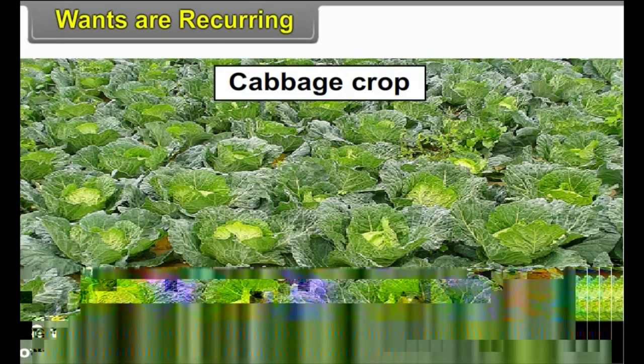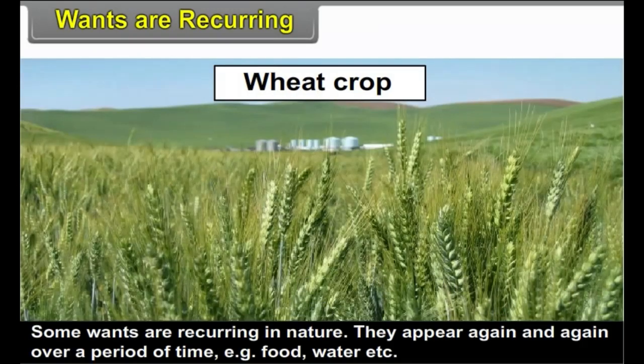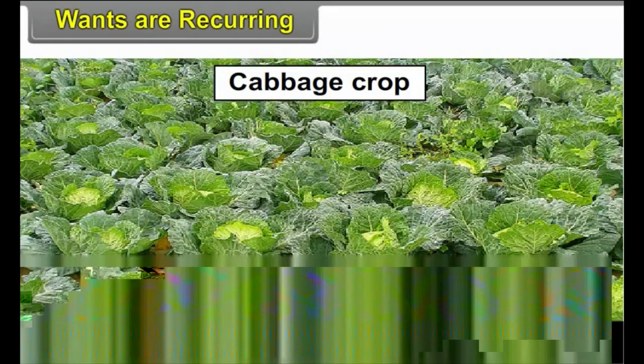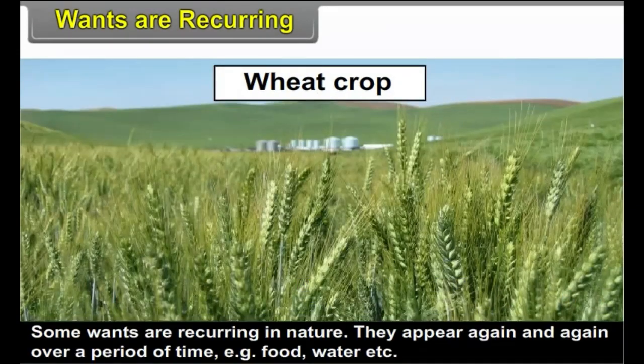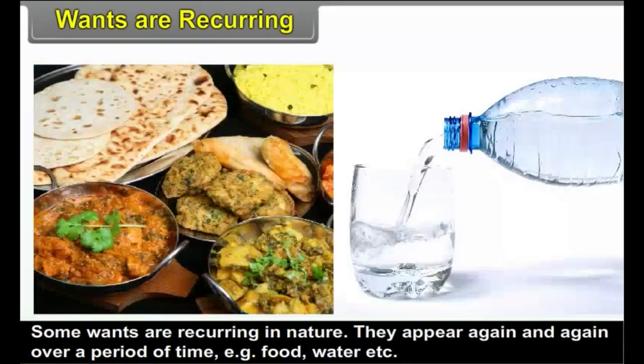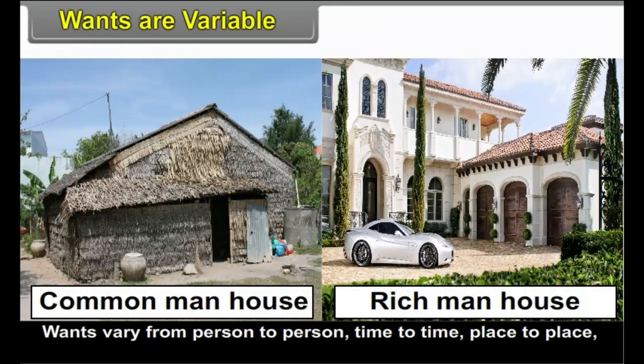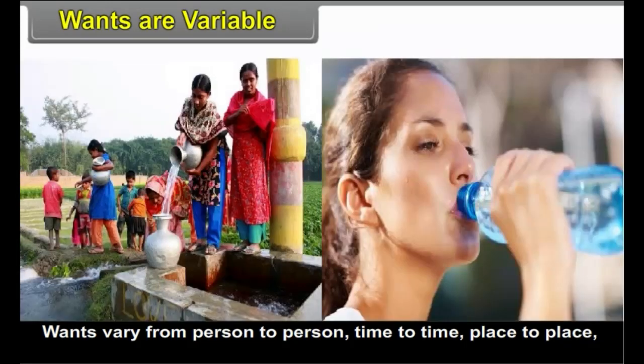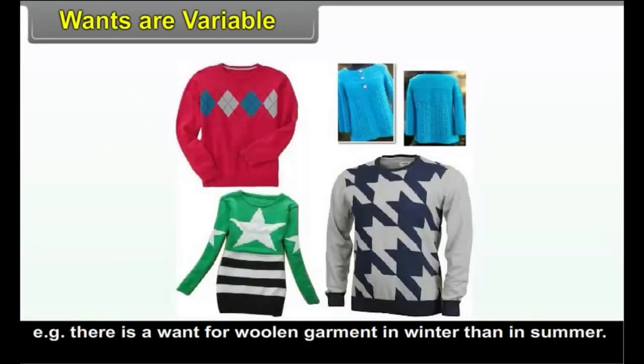Wants are recurring. Some wants are recurring in nature. They appear again and again over a period of time. For example, food, water, etc. Wants are variable. Wants vary from person to person, time to time, place to place. For example, there is a want for woolen garment in winter than in summer.